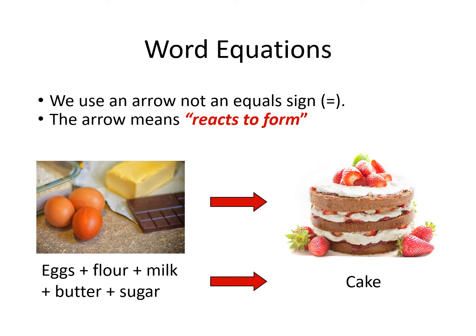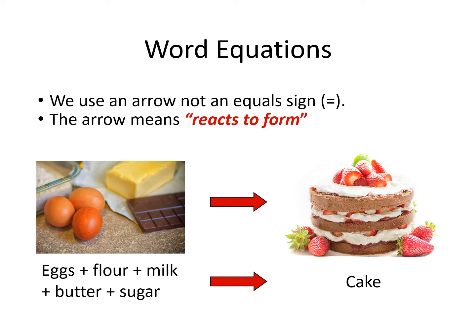If we take the example here, we have a recipe essentially. We've got some eggs, flour, milk, butter and sugar. And if you mix those together and if you react them, if you cook them together, you'll get a cake. Now that's analogous to a chemical word equation. We've got the reactants, we call them, on the left-hand side, so that's the eggs and the flour and the milk. That's the things that we're starting off with.